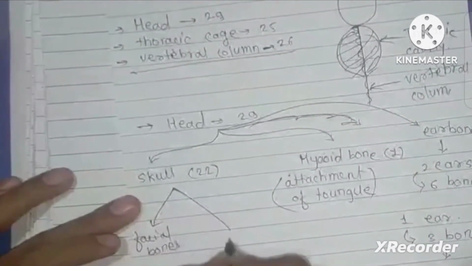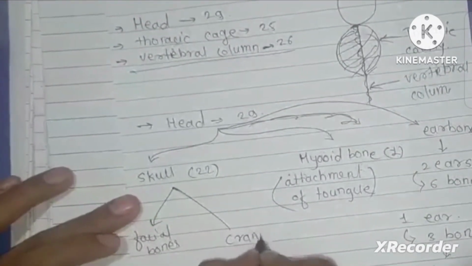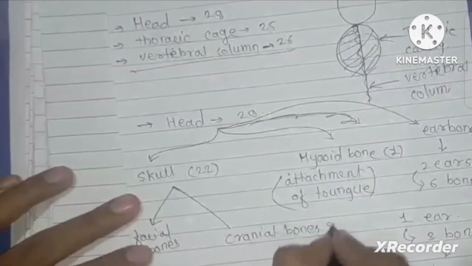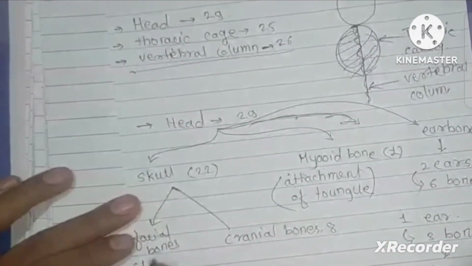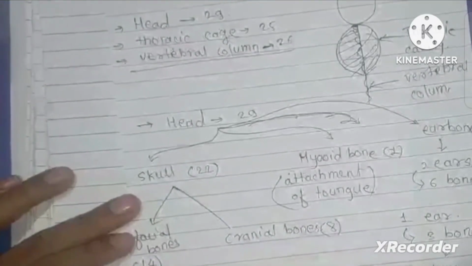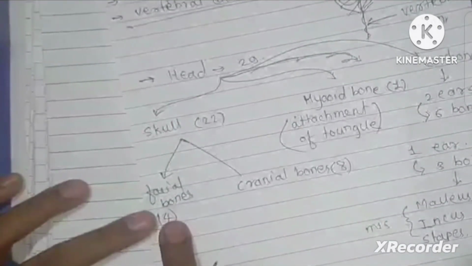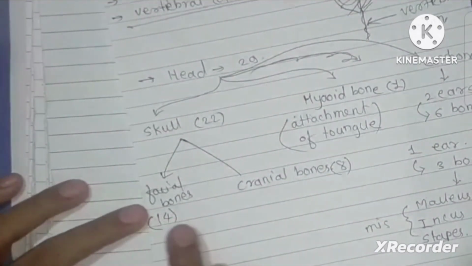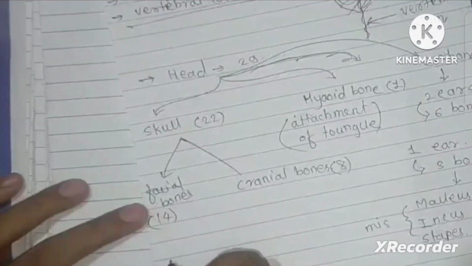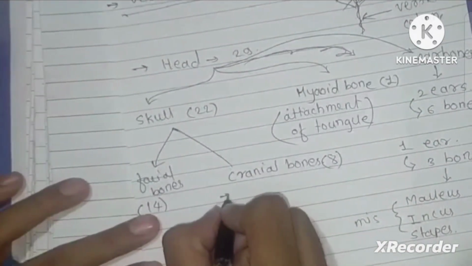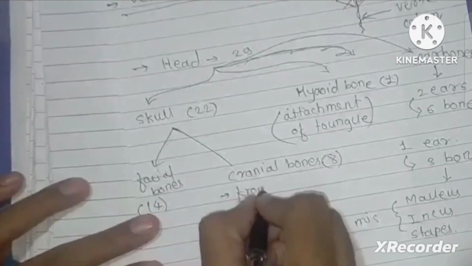Facial bones and cranial bones. In GPAT 2020, the question was asked that how many facial bones are present in human body. The answer is 14 bones. Cranial bones, total 8 bones. First of all, we will discuss about cranial bones.